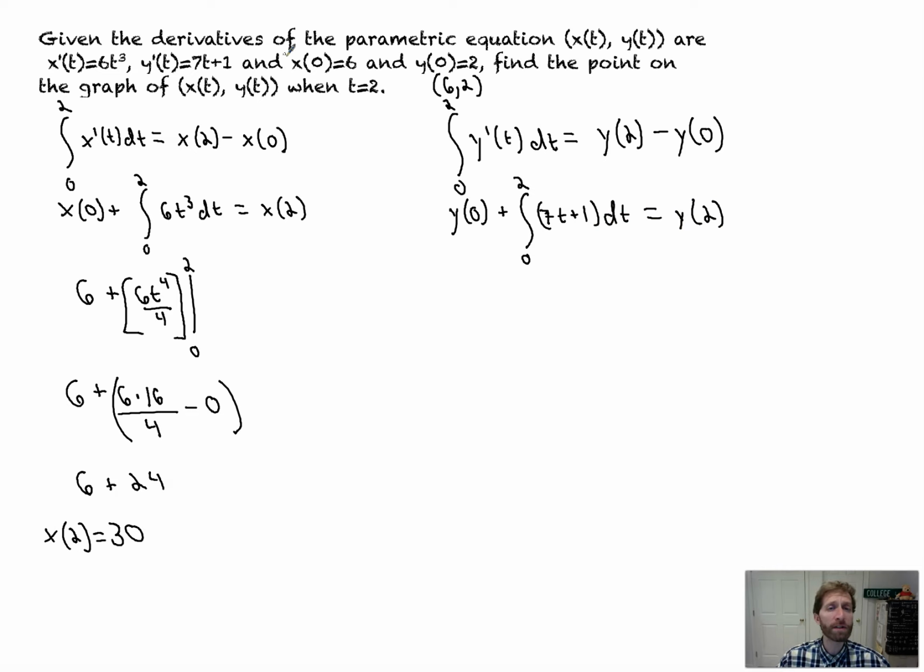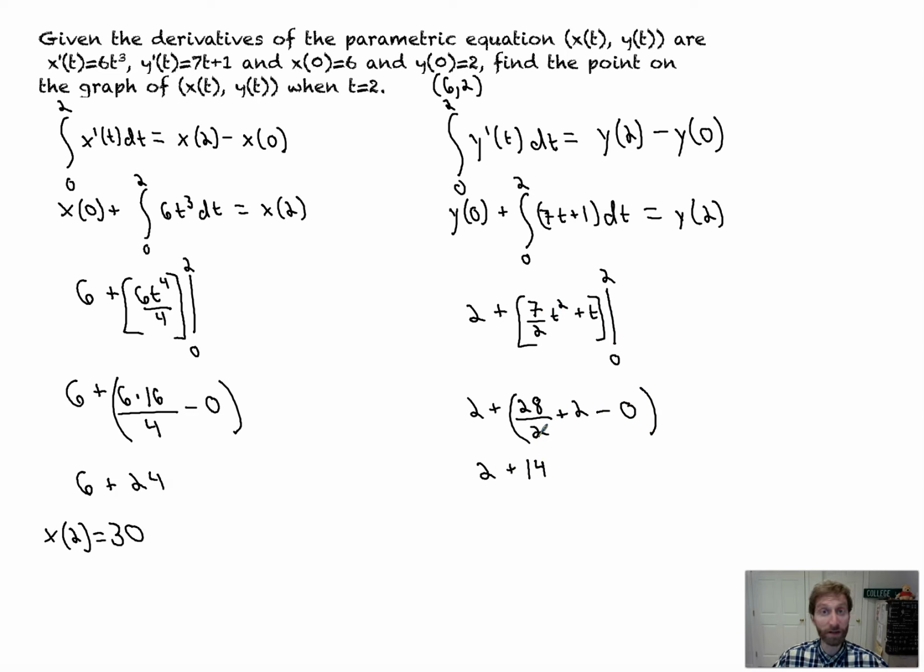Okay, so let's solve. Y of 0 is the initial y value, that's 2, plus the integral. Well, that's going to be 7 halves t squared plus t. And that right there is evaluated from 0 to 2. And again, that's just this component right here. And that's going to give us y of 2. So it'll be 2 plus 2 squared is 4 times 7 is 28 divided by 2, plus 2. And then that's going to be minus 0. 0 squared is 0 plus 0 is 0. Nice. So when we simplify all this down, that's 2 plus 14, 28 divided by 2, plus 2. And that's going to be equal to 18, which is y of 2.